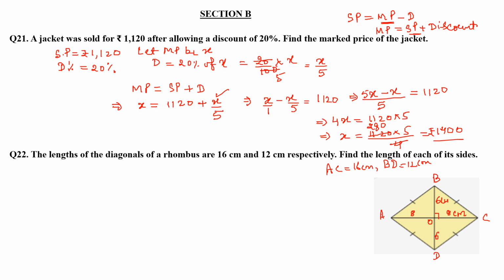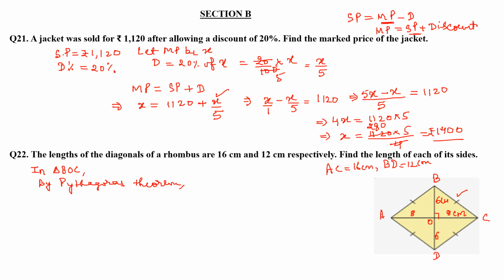Now what you have to find? You have to find the length of the side. And you know that in a rhombus, all the four sides are equal, isn't it? AB equal to BC equal to CD equal to DA. So if you see triangle BOC, it is a right angle triangle, right? And in a right angle triangle, we can use the Pythagoras property. So I can write, by Pythagoras theorem, the hypotenuse square is equal to the sum of the squares of the other two sides.